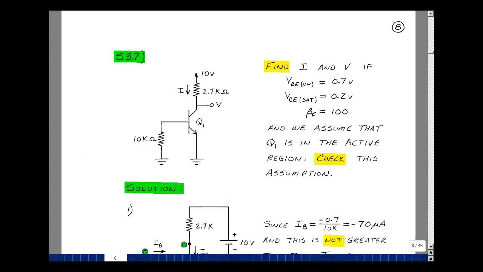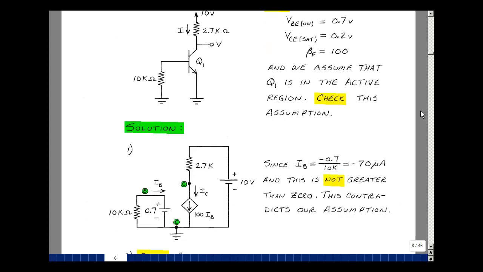I'd like you to assume that the transistor Q1 is in the active region, and then check whether that assumption was true or not. Let's first start by drawing a single ground, and then between this node and ground I've got a 10K resistor, and between this node I've got a 2.7K back through a 10 volt battery back to ground. That's the path back here. My emitter is grounded, and then the base and emitter is here.